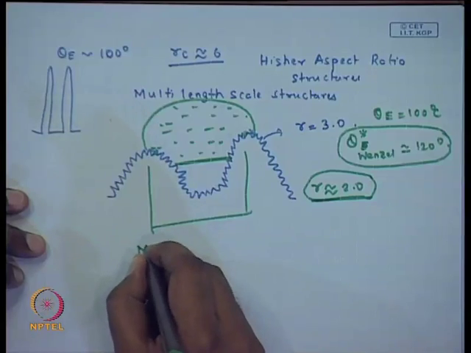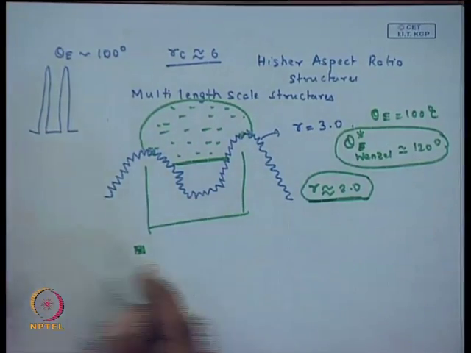So, this is multi-length scale or hierarchical structures, and again we will see in some of our subsequent lectures how these types of structures can be made.